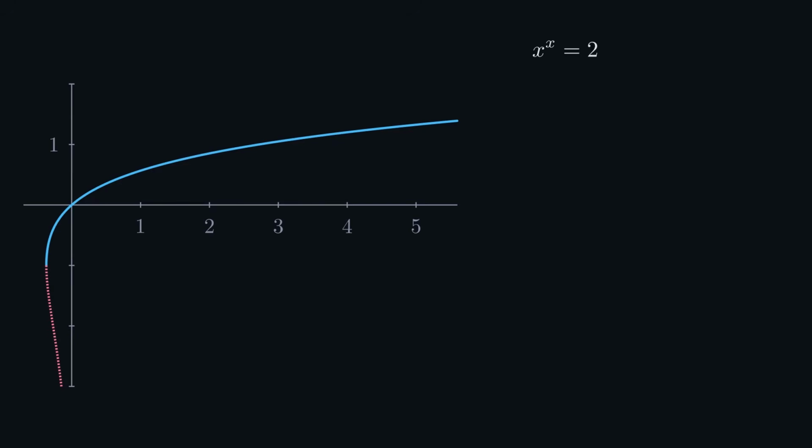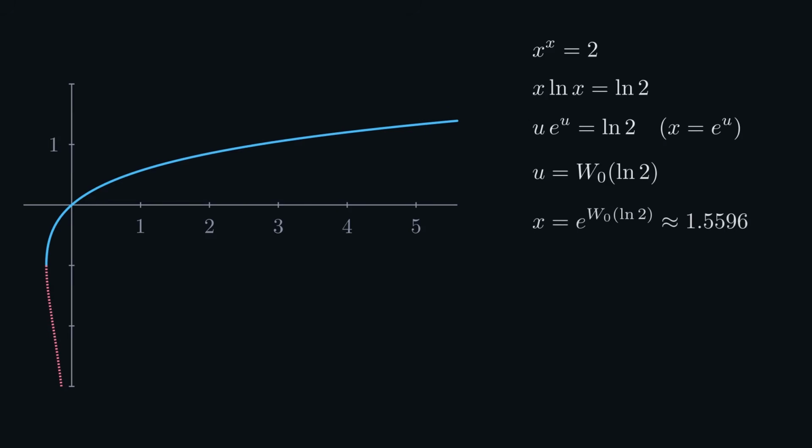What about x to the x equals 2? Take logs. That becomes x times log x equals log 2. Substitute x equals e to the u, and it turns into u times e to the u equals log 2. So u is w of log 2, and x is e to that. About 1.56.